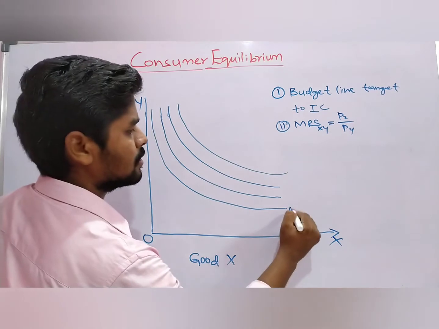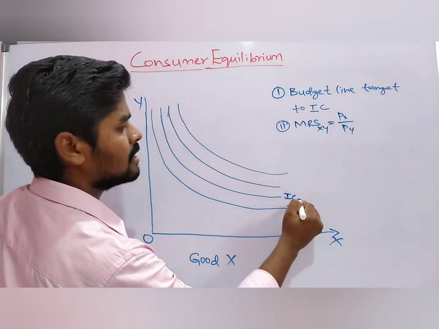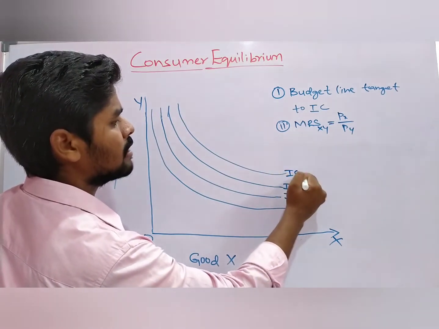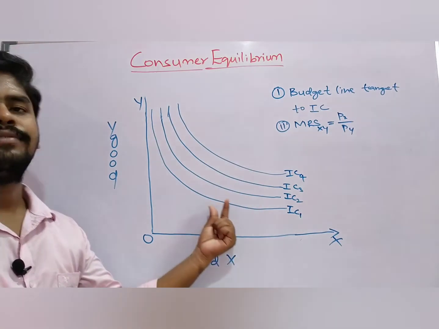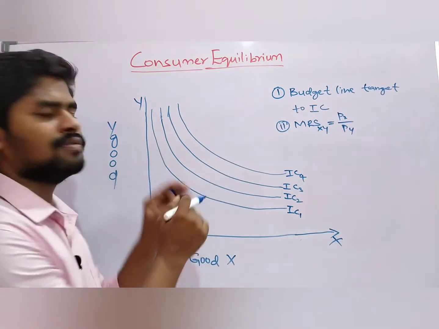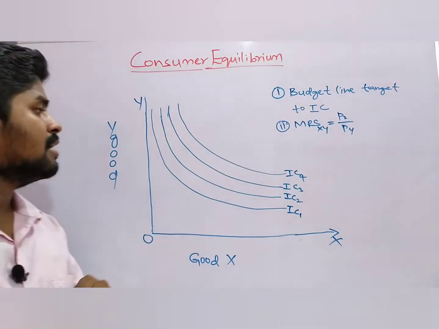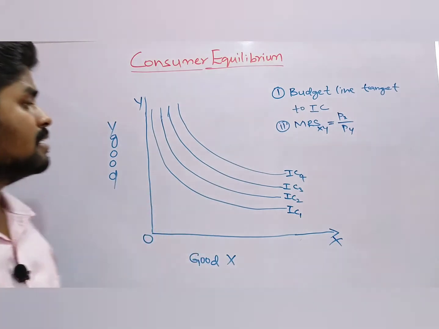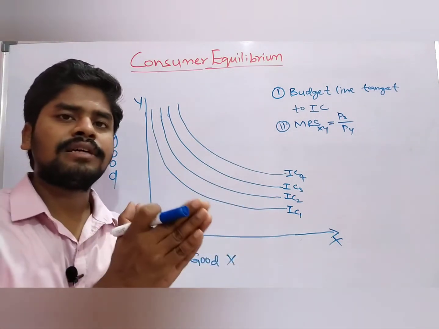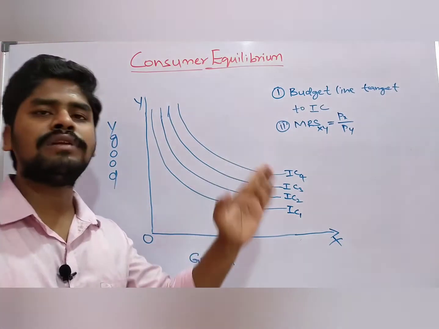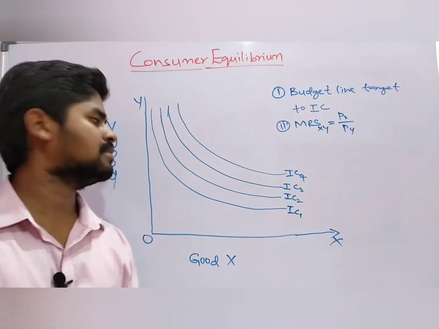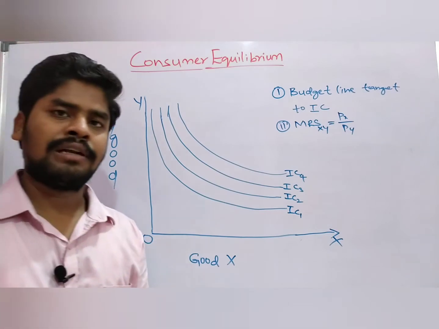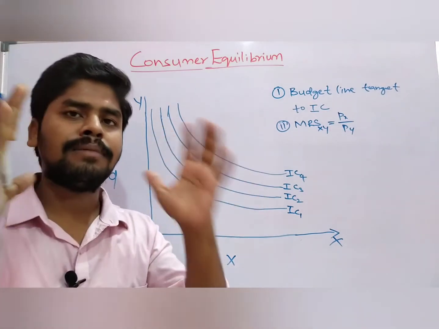This is IC1, IC2, IC3, IC4. These are different indifference curves, and all these curves together we can call an indifference map. This is the first tool, and the second tool is the budget line. What do we mean by an indifference curve? Each and every indifference curve gives a different level of satisfaction, that is IC1, IC2, IC3, IC4. With the help of the budget line, we will try to get the equilibrium point.